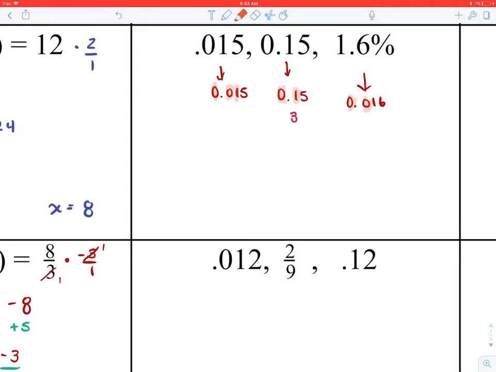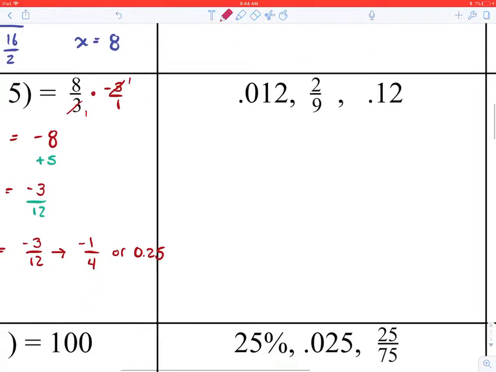And then this should start becoming a little easier. But the next one is going to be 1, and then we got 5 and 6. So then out of all of these, my smallest number is going to be the 0.015, and then my 0.016, and then lastly 3, 0.15. So hopefully you're feeling that this is not that crazy difficult.